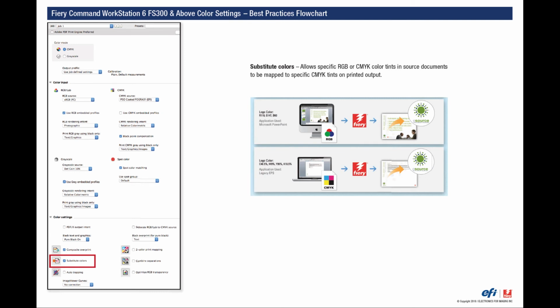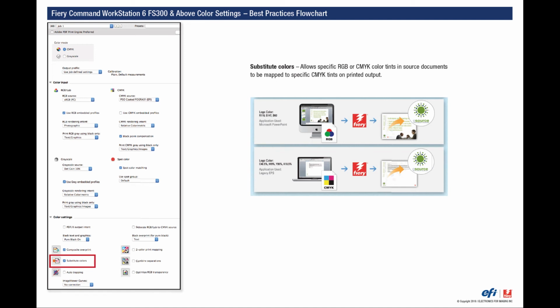Substitute colors lets me specify substitute colors as part of Fiery Spot On. So in the same way that I can go to Spot On and I can edit an existing spot color, or I can add my own spot color, and I can even measure it with a spectrophotometer to create a new spot color if I need to, I can also within Spot On add a group of substitute colors.